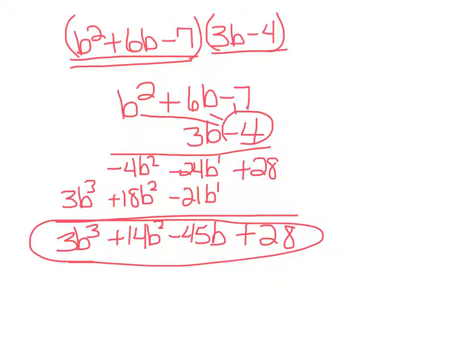And again, we just did this in a vertical format, and it is in standard form because it starts with the highest exponent and it goes down in descending order. So here's an exponent of 3, then the exponent of 2, then the exponent of 1, and then none. So we did the horizontal format, and then this was the vertical format.